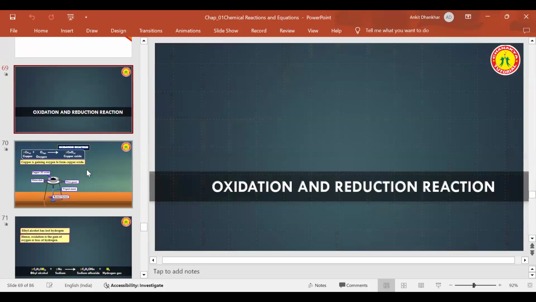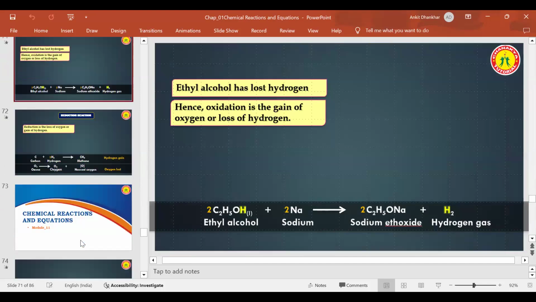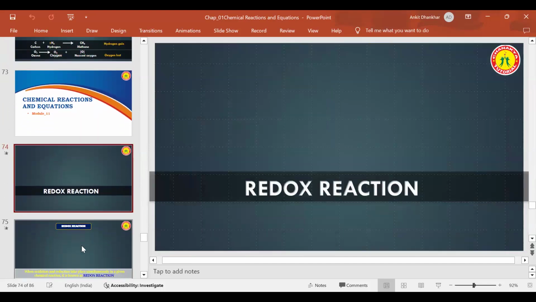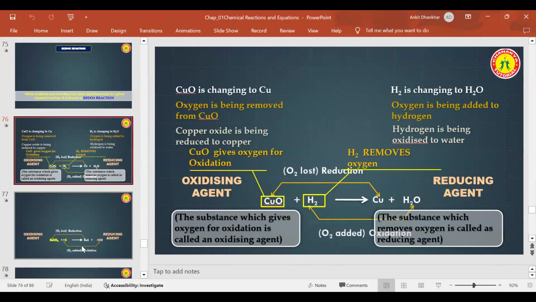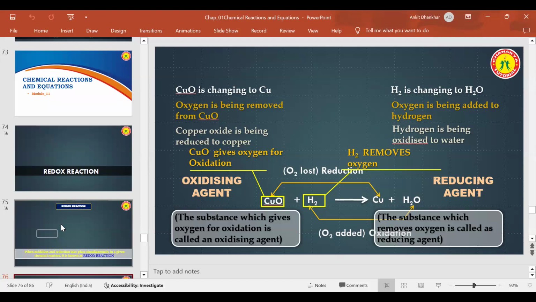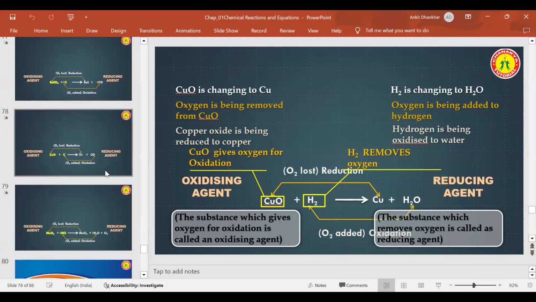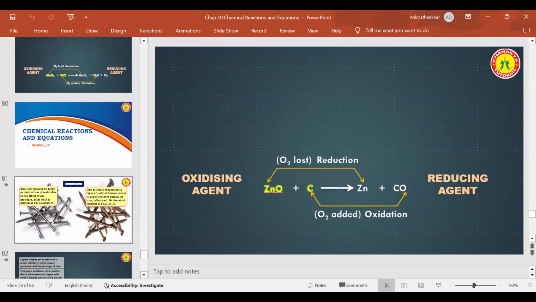Next, we studied oxidation and reduction reaction. Oxidation is either gain of oxygen or loss of hydrogen. Then in redox reaction we studied that both oxidation and reduction take place simultaneously. And we studied the concept of oxidizing agent, the substance which gives oxygen for oxidation, and then reducing agent, the substance which removes oxygen. We saw a few examples.